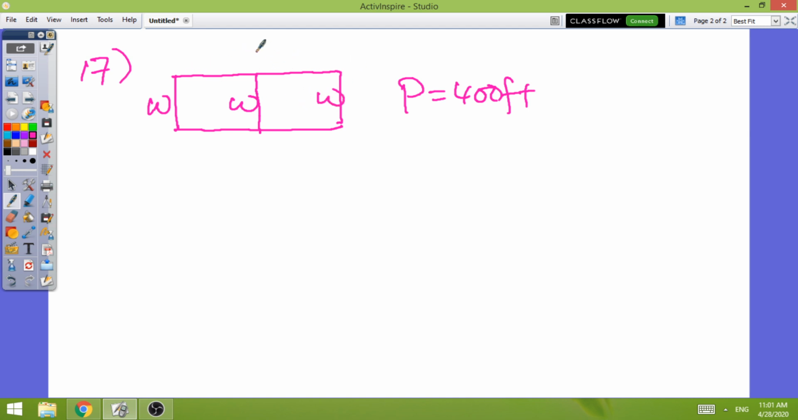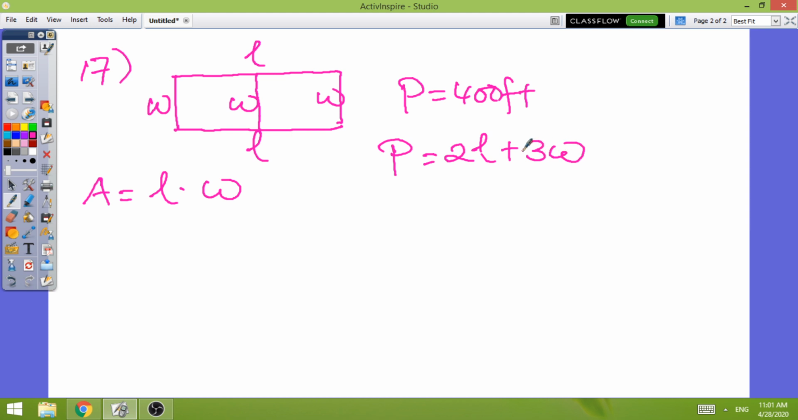And then this one, we can just say that it's L, and here's L. So the area of this rectangular corral would be length times width. And then the perimeter, we can set it as 2L plus 3W. So that means for the auxiliary equation, we do have 400 equals 2L plus 3W.